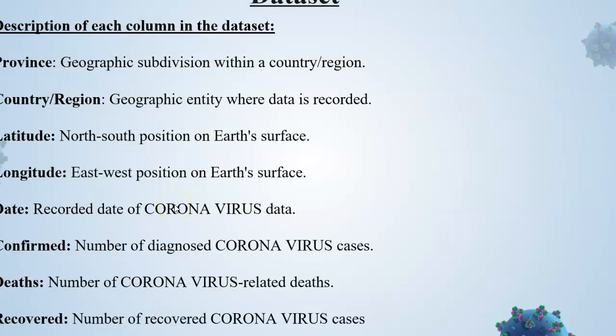So this is the dataset overview. First, province: a geographic subdivision within a country and region. Second column is country and region. Third, latitude, the north-south position on Earth's surface, and longitude. Then date, the record date of coronavirus data, and confirmed, the number of diagnosed coronavirus cases, and then deaths, the number of coronavirus related deaths, and recovered, the number of patients who recovered from coronavirus.